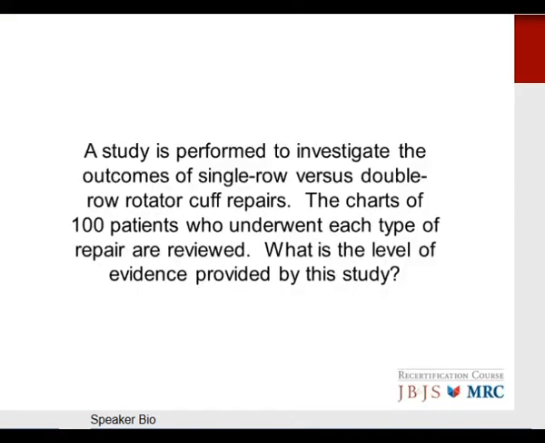A study is performed to investigate the outcomes of single row versus double row rotator cuff repairs. The charts of 100 patients who underwent each type of repair are reviewed. What is the level of evidence provided by this study? So you can see this is a two-step question. They want you to figure out what type of study this is, and then they're asking you the level of evidence provided by this study.